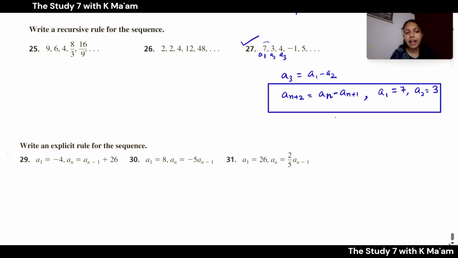We have to calculate the explicit form in this question. Question number 31, see. The first term is provided and you can see the next term is a multiple. You have to multiply the previous term by 2 by 5 to get the next term. So it is a geometric sequence in which the first term is 26 and the common ratio is 2 by 5. So the explicit form will be first term times common ratio to the power n minus 1.